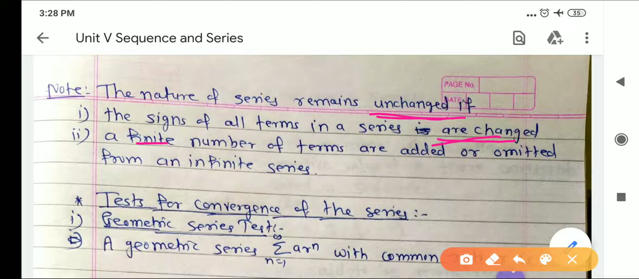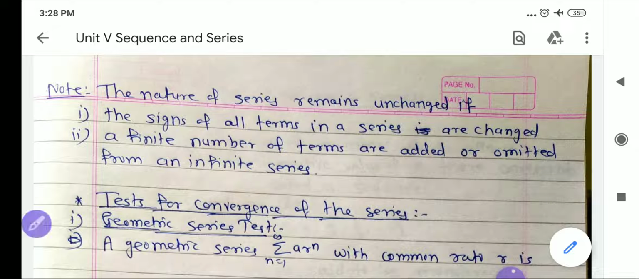This word finite is very important. If a finite number of terms are added or omitted from an infinite series, then also there is no effect on the convergence or divergence of the series.